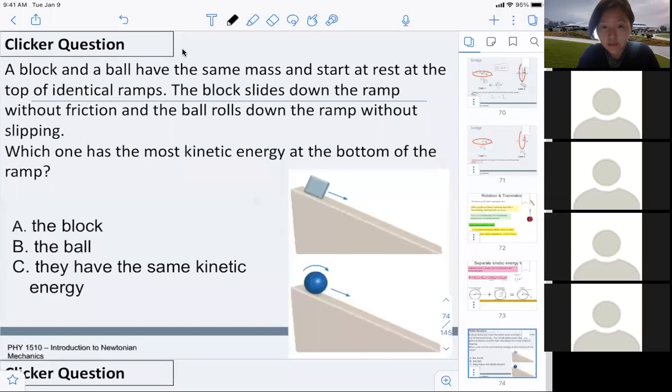You can see that the difference between the block and the ball is that the block has only translational motion, because it doesn't rotate. The ball will have translational motion as well as rotation. So these are the difference between them. Which one has the most kinetic energy at the bottom? I'm going to give us a minute to discuss, and then we can come back to vote.